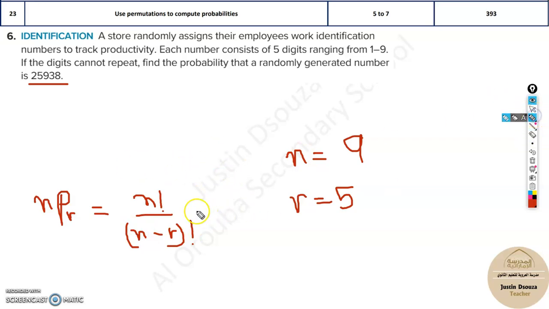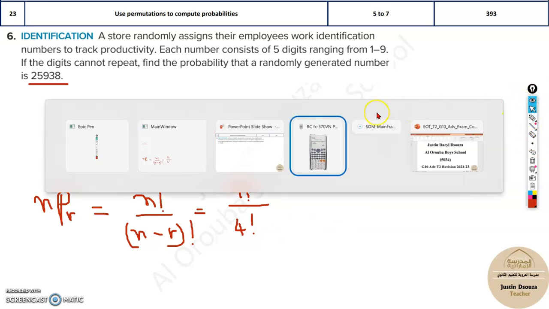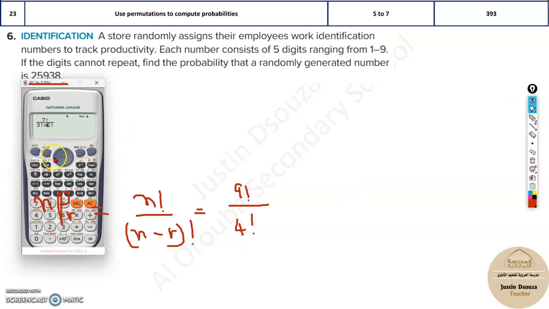So what happens over here is n factorial, n is 9, so it's 9 factorial divided by r is 5, 9 minus 5 the whole factorial. 9 minus 5 will be 4, I'll just write it as 4 factorial. And then we know how to solve the factorials. You have to just put it up and solve it. I'll just use the calculator for now. It'll be 4 factorial over here and 9 factorial over here. And the answer is 15,120.